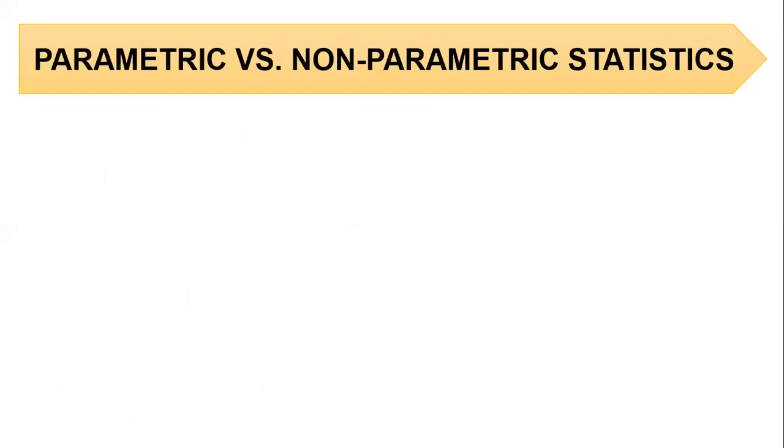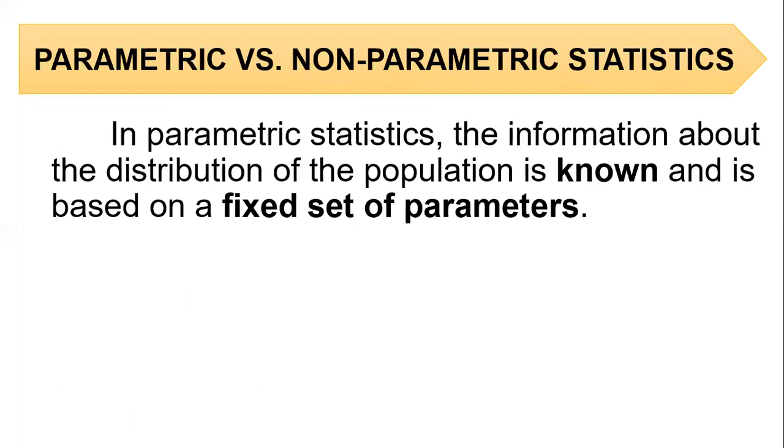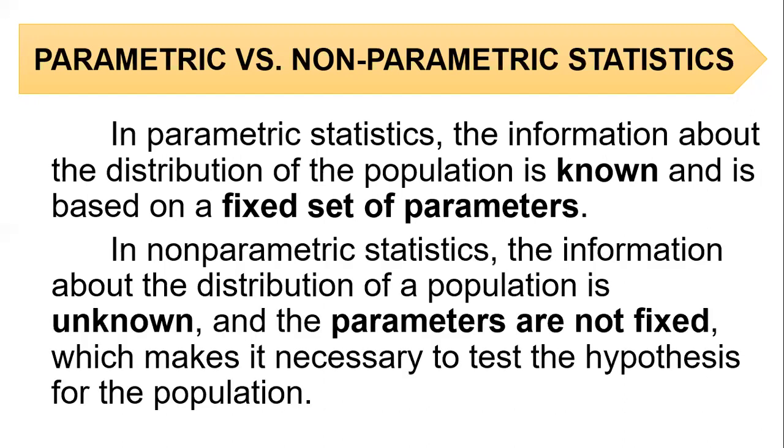Let's talk also about parametric versus non-parametric statistics. So you might have heard of this one. In parametric statistics, the information about the distribution of the population is known and is based on a fixed set of parameters. In non-parametric statistics, the information about the distribution of a population is unknown and the parameters are not fixed. So they may change or be dependent, which makes it necessary to test the hypothesis for the population.